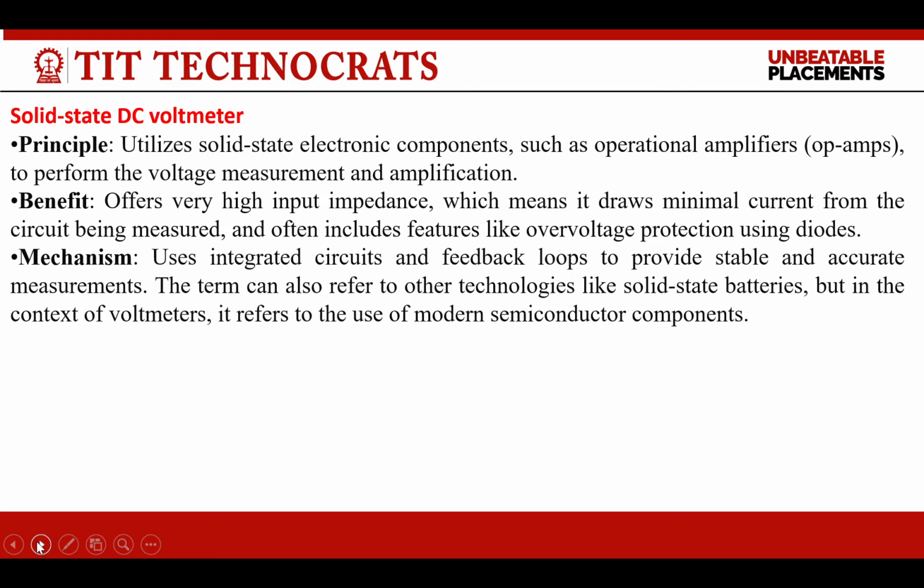Solid state DC voltmeter. Its principle is to utilize solid state electronic components such as operational amplifiers to perform the voltage measurement and amplification. Benefits are that it offers very high input impedance, which means it draws minimal current from the circuit being measured, and often includes features like over voltage protection using diodes. The mechanism involved uses ICs, that is integrated circuits, and a feedback loop to provide stable and accurate measurement. The term can also refer to other technologies like solid state batteries, but in the context of a voltmeter it refers to the use of modern semiconductor components.